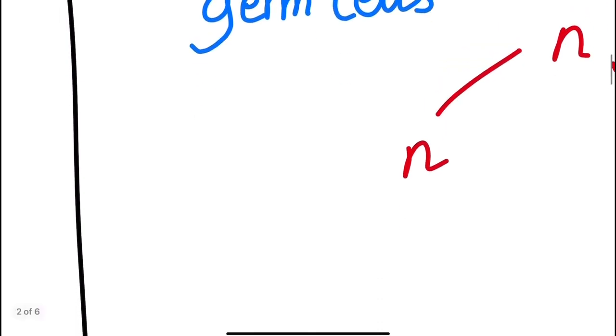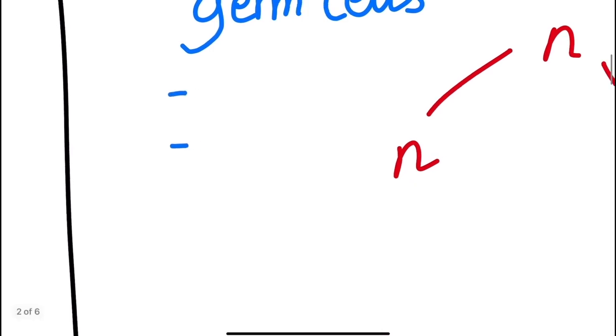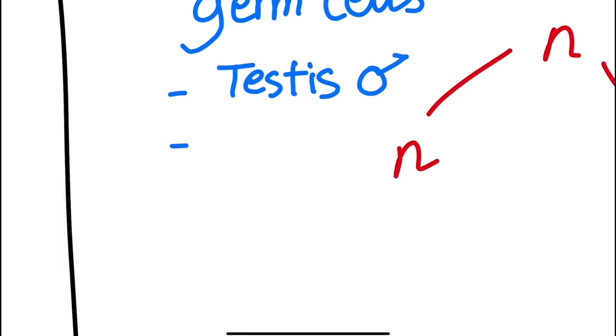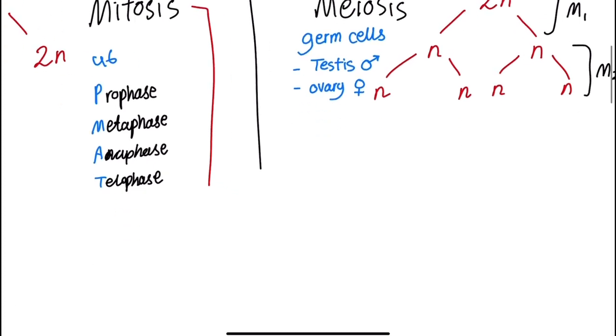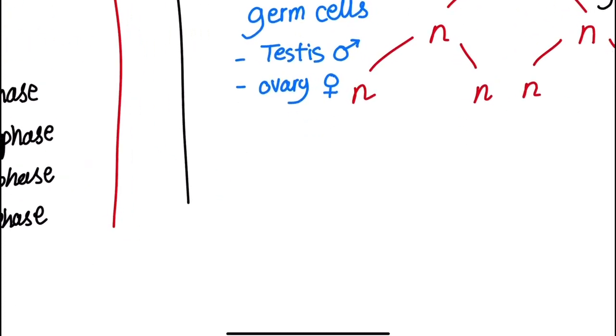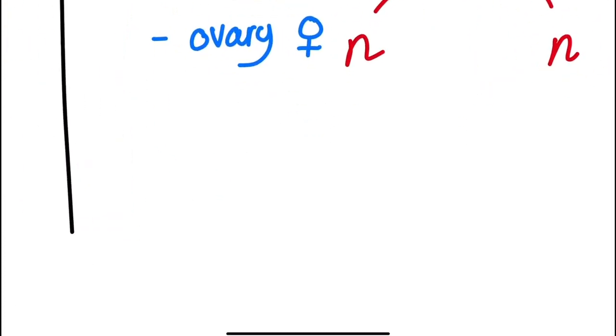وش أقصد بالجرم cells؟ حاجتين: testis للمن، ovary women. Producing what? Gametes. Or forming.